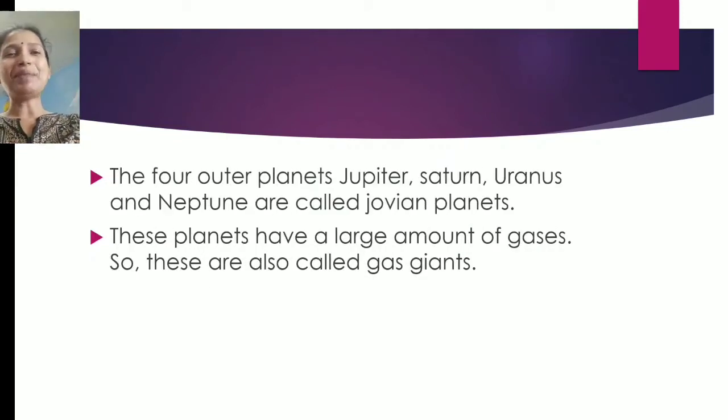The four outer planets, Jupiter, Saturn, Uranus and Neptune, are called Jovian planets. What do we call the first ones? Terrestrial planets, and these are the Jovian planets. These planets have a large amount of gases, so these are also called gas giants. What we have seen: inner planets have very dense surfaces, and the outer planets have gases. They are made up of gases. That's why they are called gas giants.